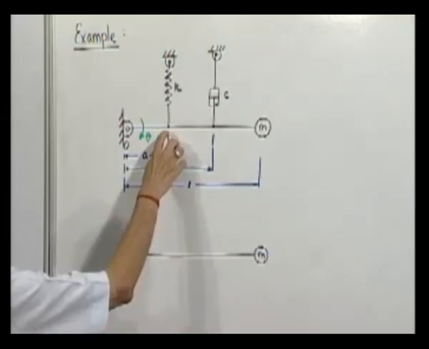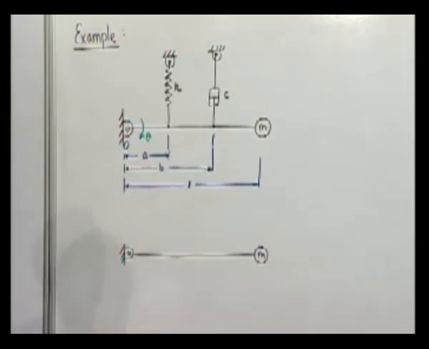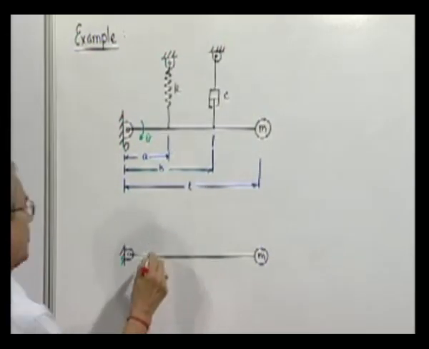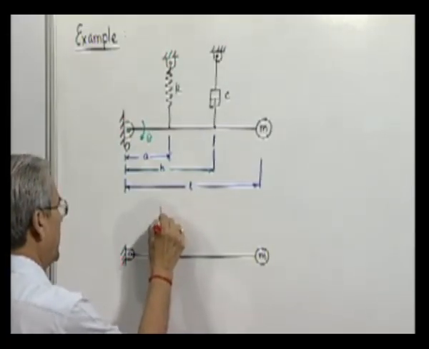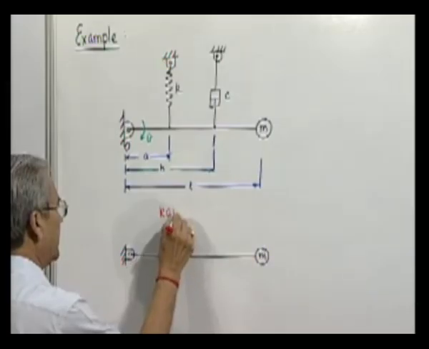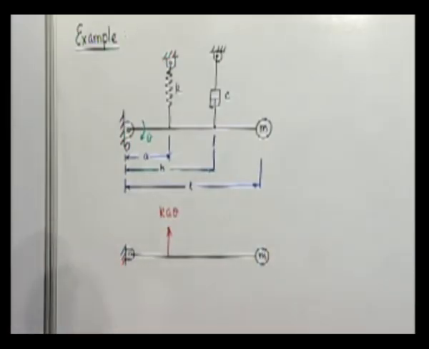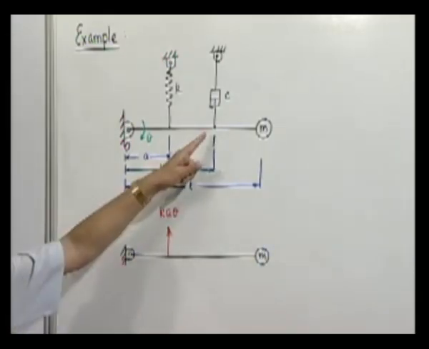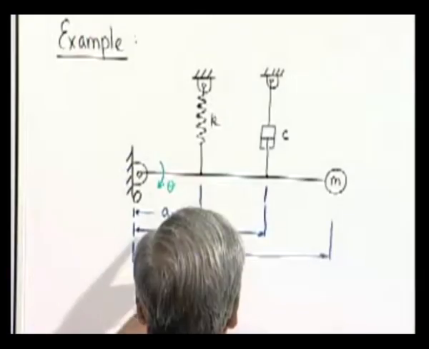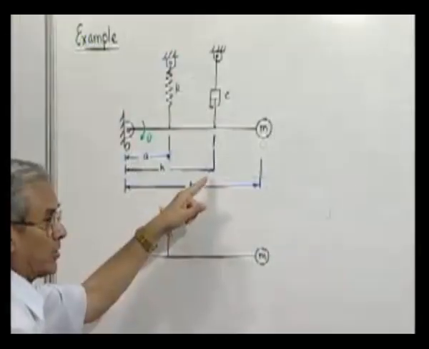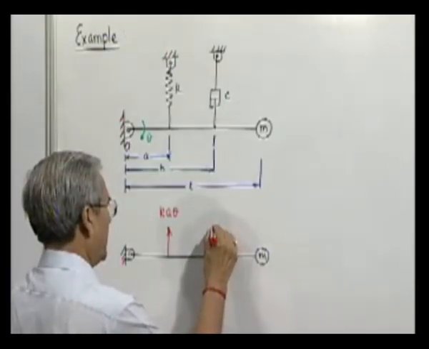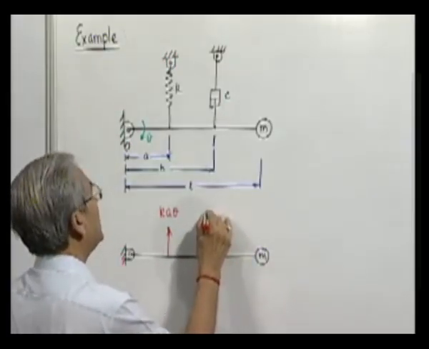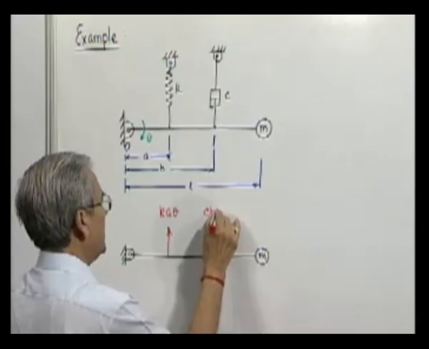So, how much is the stretch here? It will be A into theta for small theta. So, the spring force will be K A theta. Similarly, what will be the velocity of this point? B into theta dot, and the force acting here will be C into B theta dot.